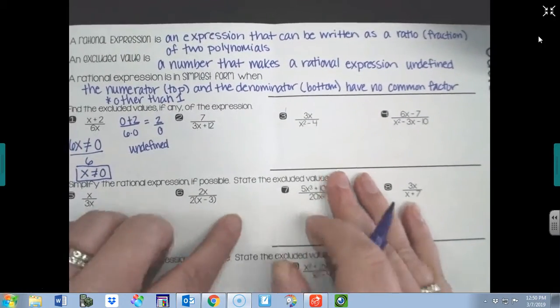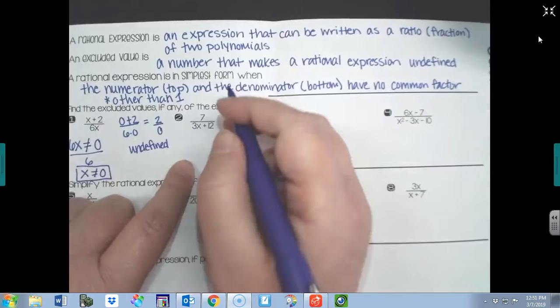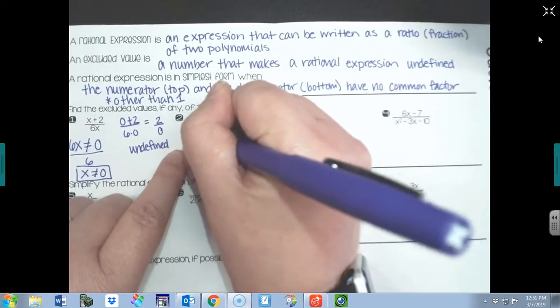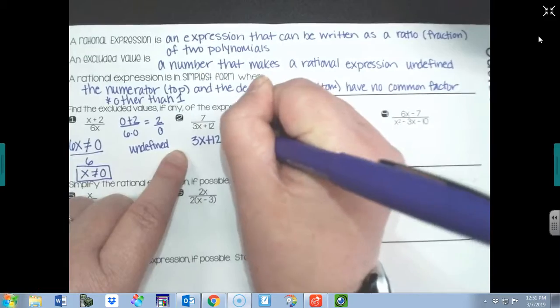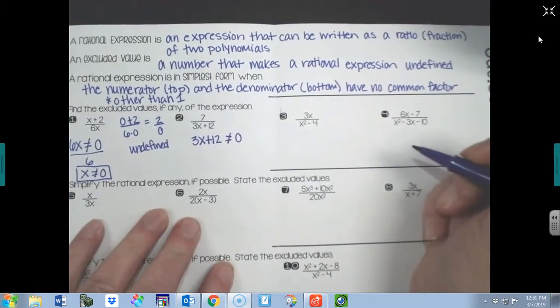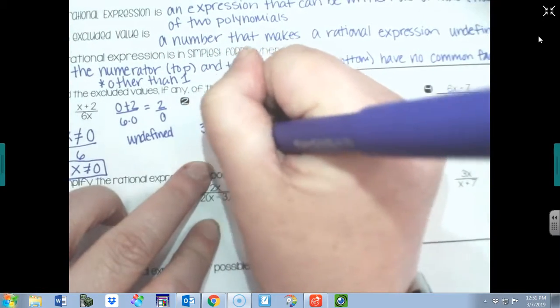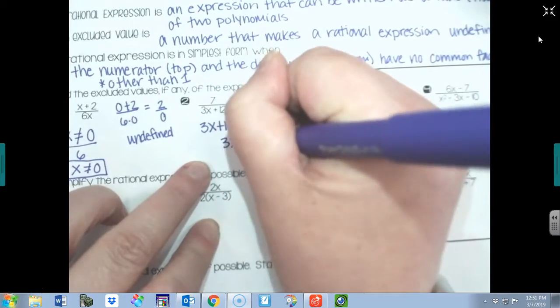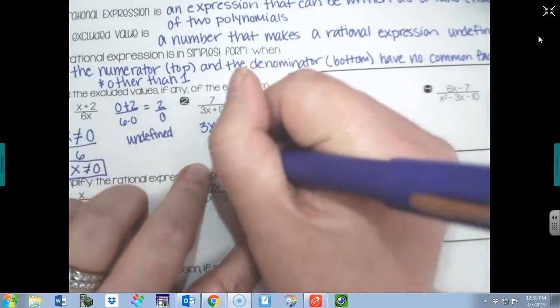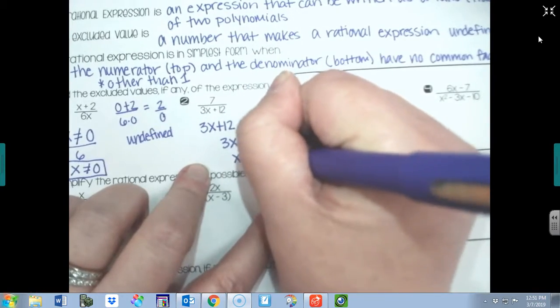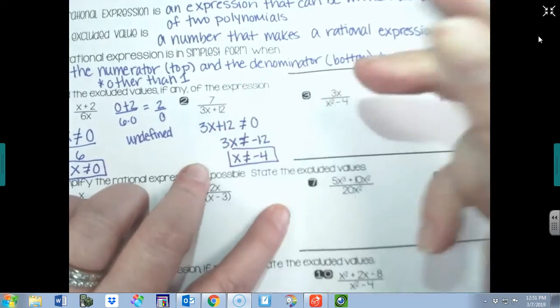So let's take a look at number 2. Again, we're going to look at just the denominator, and we're going to say that cannot equal 0. Then we're just going to solve for x like we would any other equation. Subtract 12, so 3x is not equal to negative 12. Divide by 3, so x cannot equal negative 4.